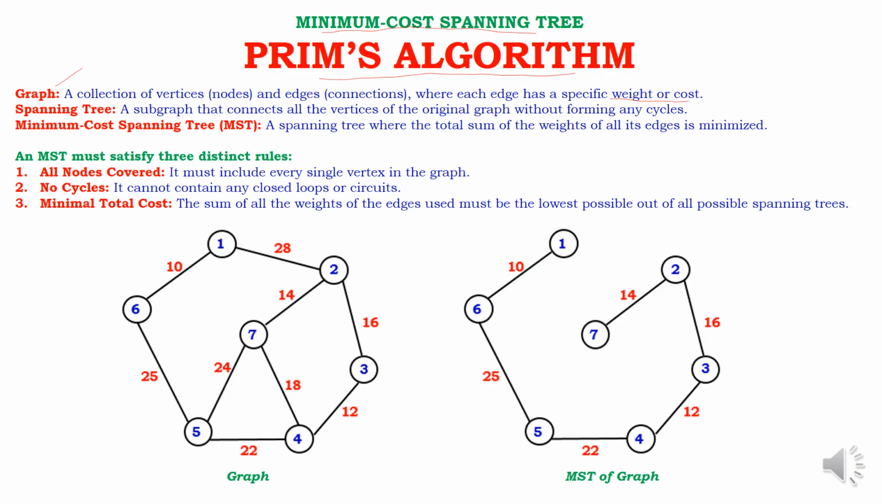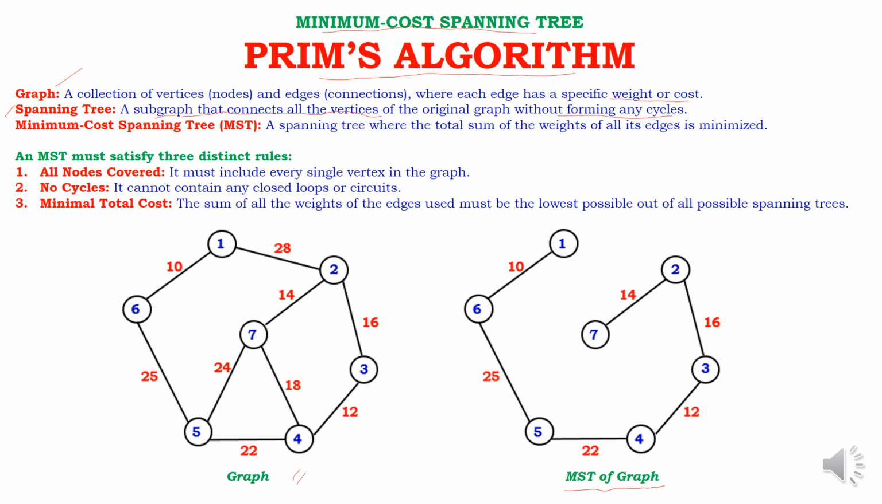Say there is a graph, it is having some nodes and there are some vertices and every edge is having some weight or cost. Then spanning tree. Spanning tree is a subgraph that connects all vertices of the original graph without forming any cycle. See the second figure, MST of graph, minimum cost spanning tree of graph. So of course it is a spanning tree where it is not having any cycle.